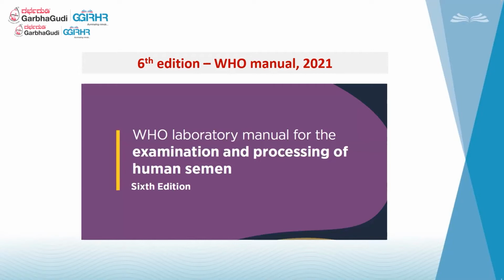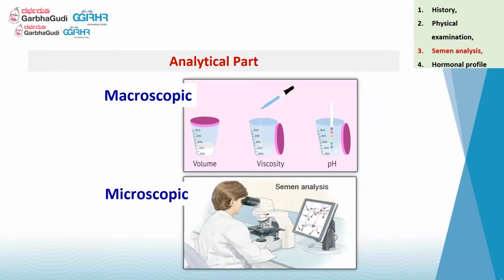Currently we are following the 6th edition WHO manual 2021. These are the guidelines that are being followed to assess the semen analysis. This is a detailed guideline for the andrologist to assess the sample and, depending on the quality and quantity, report the same. First we have the history, that is the married life and the number of years of trying to conceive.